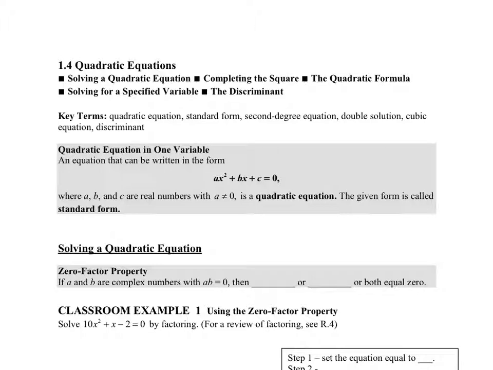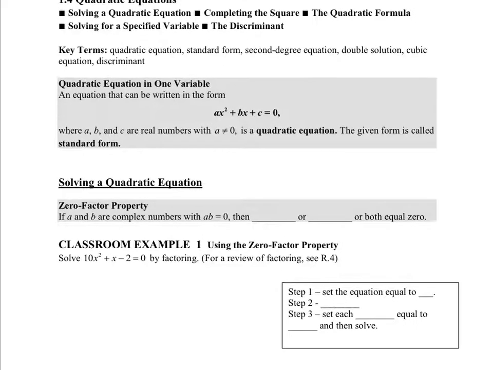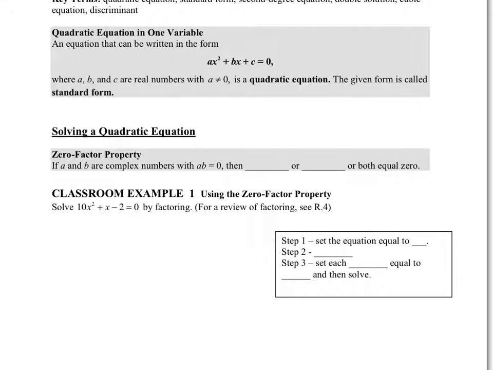So in order to solve a quadratic equation, the problem is we need to have a new method. With linear equations, we simply combine like terms and isolate the x on one side of the equation. We can't do that with a quadratic equation when both an x squared and an x term exist. So we are going to learn some methods for solving a quadratic equation. The first one that we will look at is called the zero factor property.